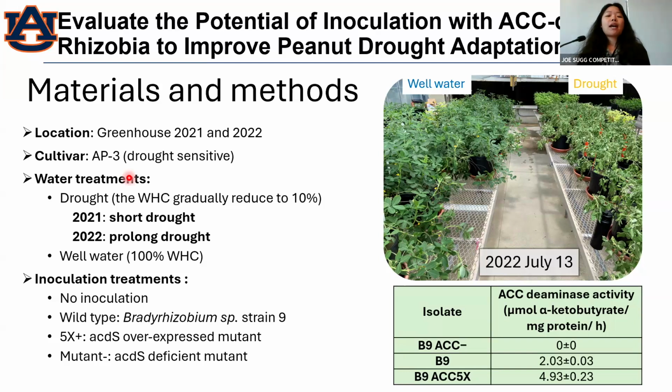There were four types of inoculation treatment, including no inoculation as a control, wild type inoculation with Bradyrhizobium species strain 9, 5 times plus inoculation with the acdS gene overexpressed mutant strain, and the mutant negative inoculation with the acdS gene deficient mutant strain. We tested those mutant strains and the wild type strains for their ACC deaminase activities in the lab, and the data showed a significant difference in the ACC deaminase activities.